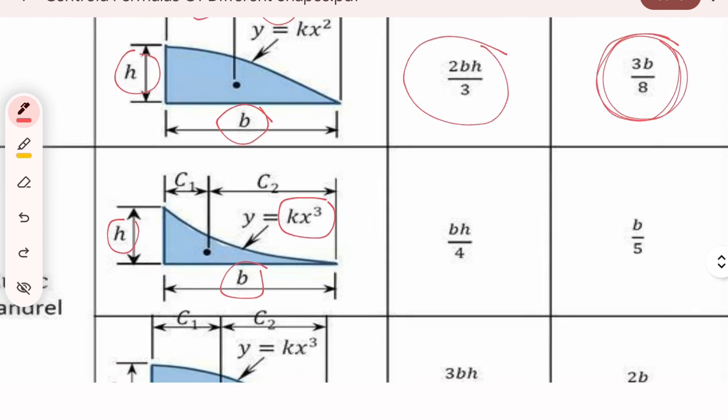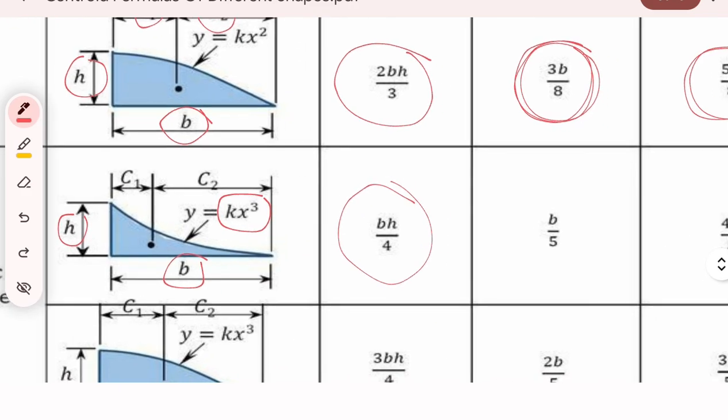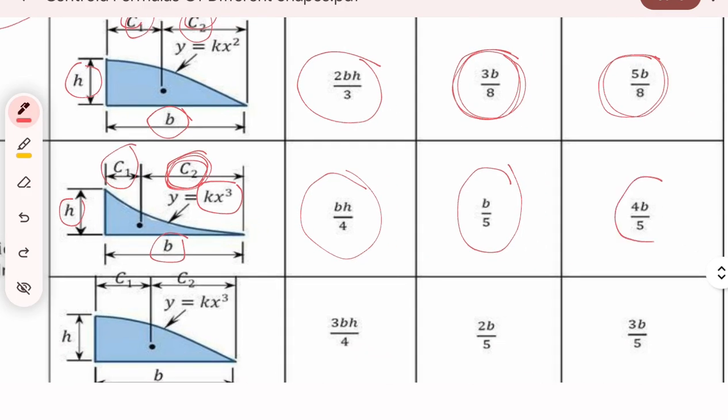So for the cubic spandrel, the area of that spandrel is BH divided by 4. What about the location of C1? C1 is B over 5. So whatever is B divided by 5, that's the location of the centroid from the left side. What is the location of the centroid from the right side? C2, the location is 4/5 of B. So the centroid is 4/5 from the right side. It's 1/5 of B from the left side. All right, so this is for the cubic spandrel.